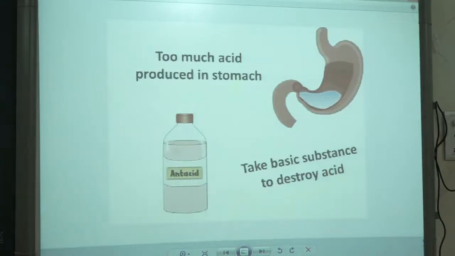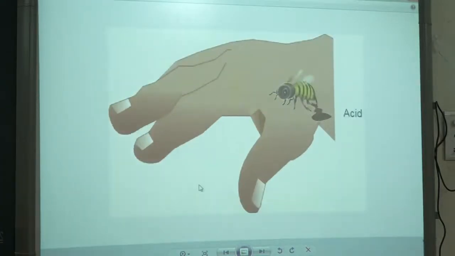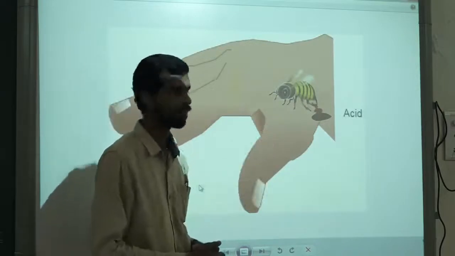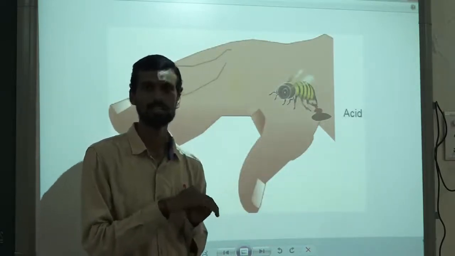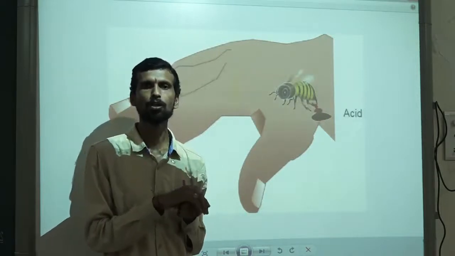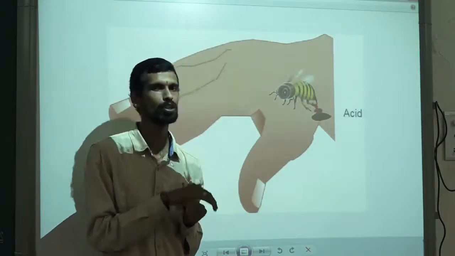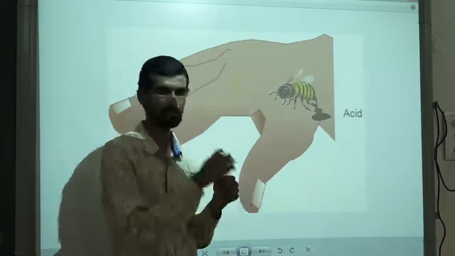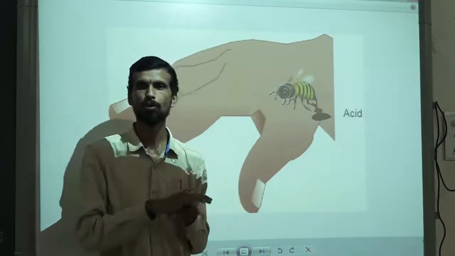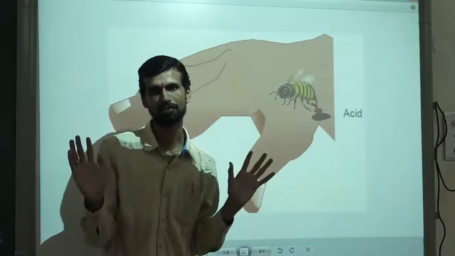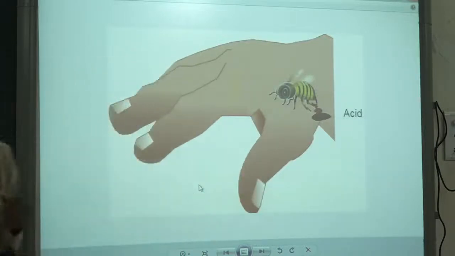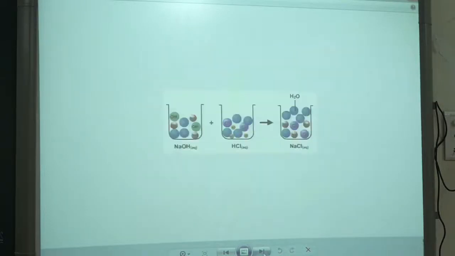Another use: suppose there is an ant bite, ant releases formic acid. What you can do? You can rub calamine solution which contains zinc, or you can use baking soda. You can rub it whenever an ant bites you, and you can get relief. There are some more examples, effects of neutralization.